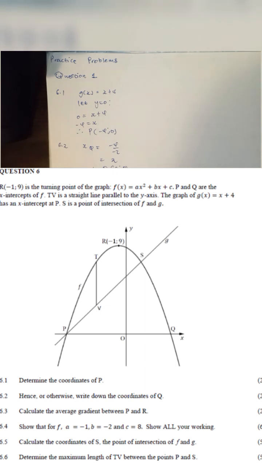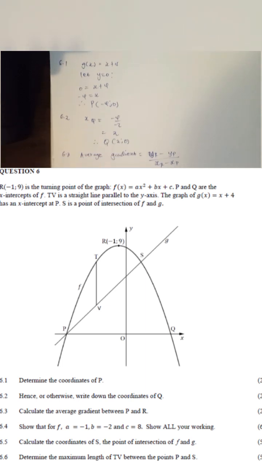Alright, let's move on. 6.2 says, hence or otherwise write down the coordinates of Q. The coordinates of Q will simply be negative 4 divided by negative 2, because Q is on the positive side of the x-axis, hence why it's divided by negative 2. So Q is (2; 0). Then we move on.